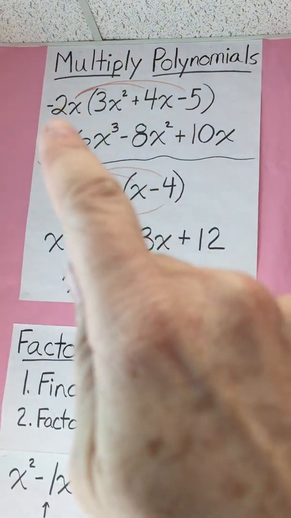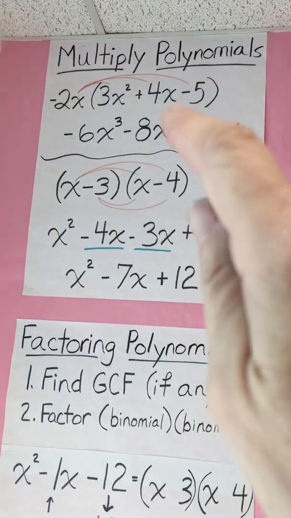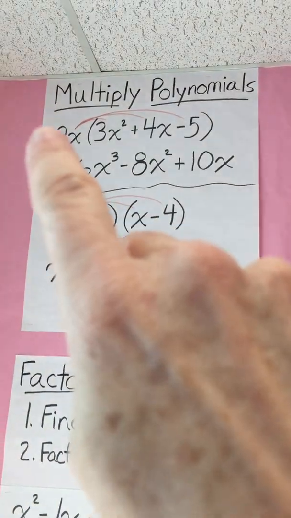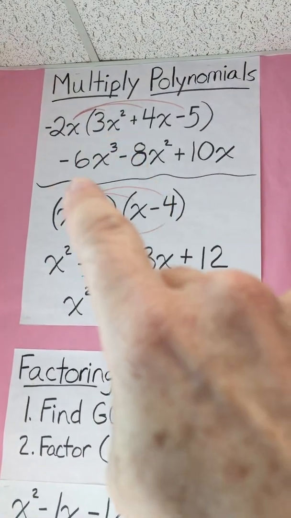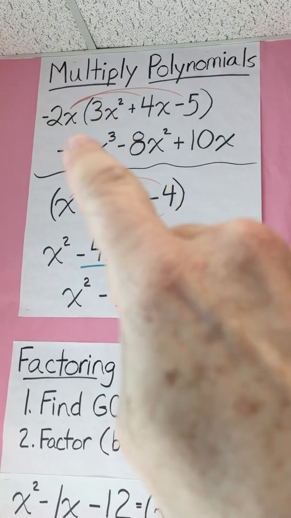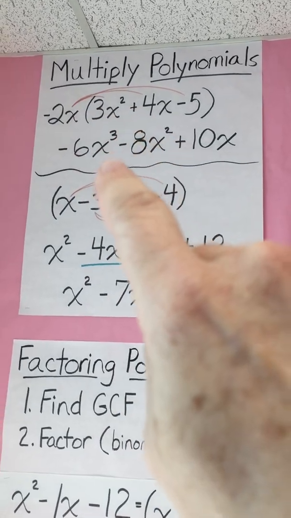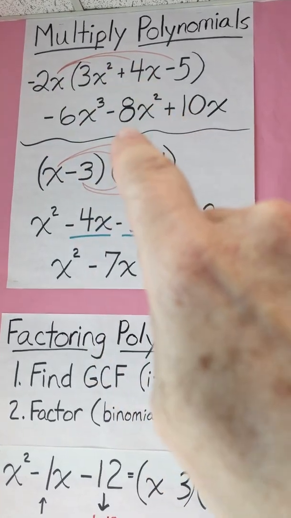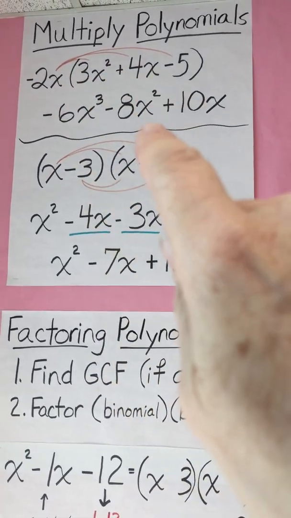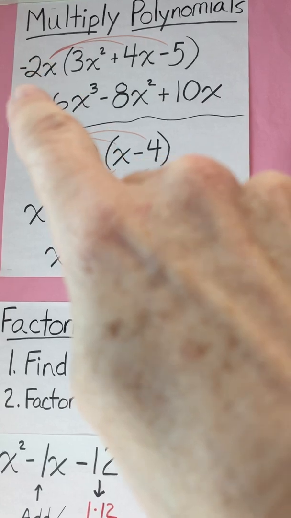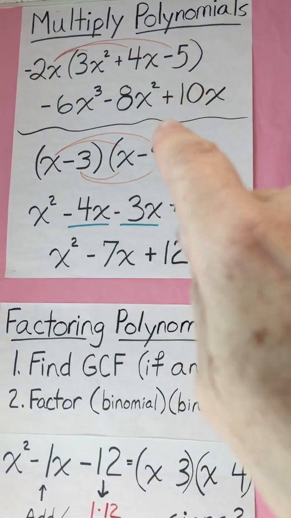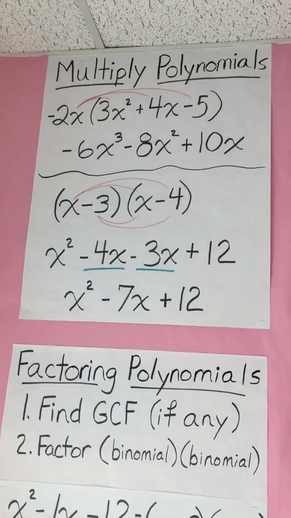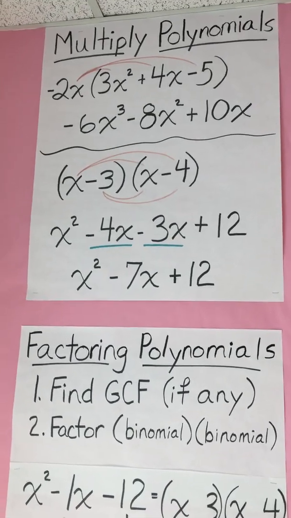So as long as you have a monomial out there, you're just doing a distribution, just however many terms there are. And of course, multiply the big coefficients. Negative 2 times 3 is negative 6. Add the exponents. X to the first times x squared is x to the third. Multiply times the second term. Negative 2 times 4 is a negative 8. X times x is x squared. Coefficients again, negative 2 times negative 5 is a positive 10, and x times no other x's is still an x. So there it is when you're multiplying, and it's just a pure monomial at the beginning.